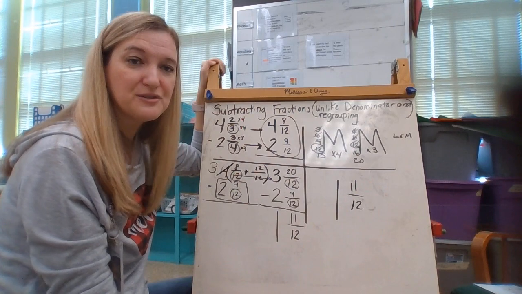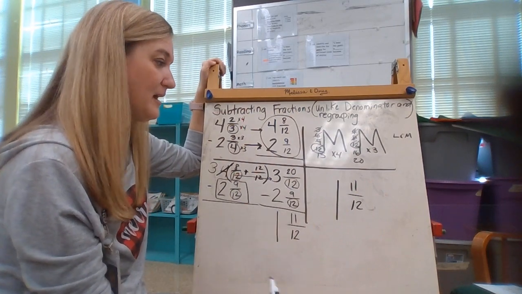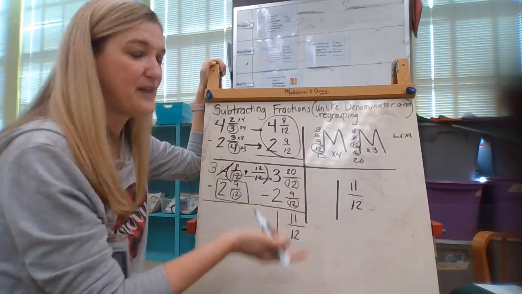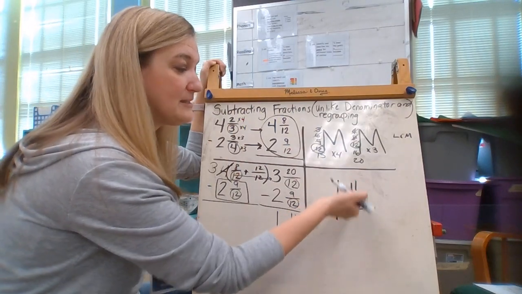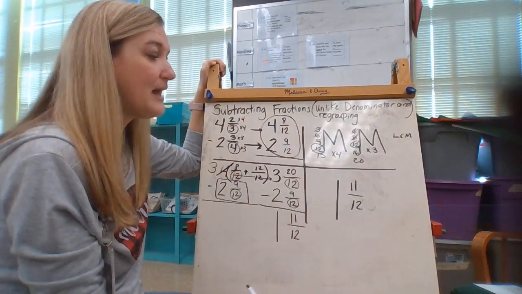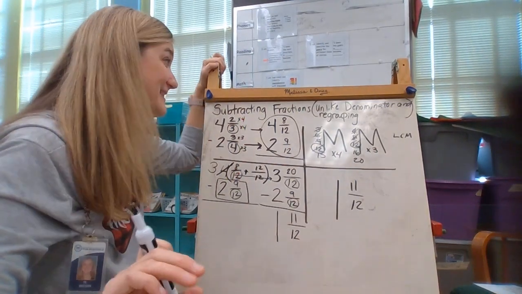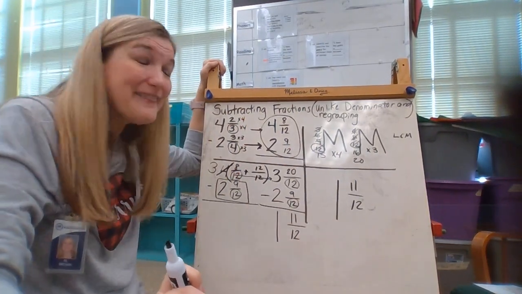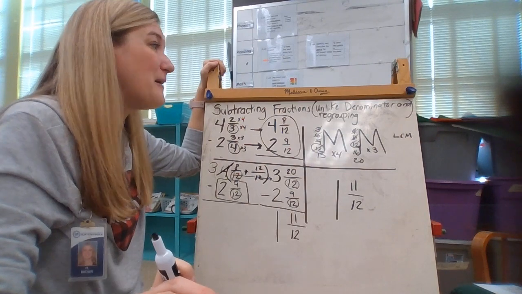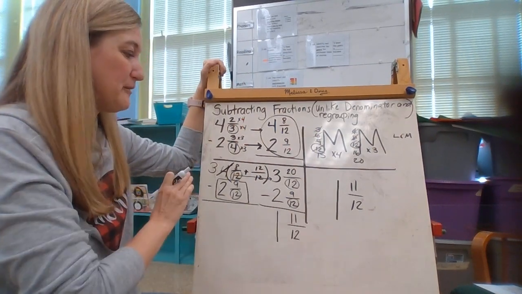And the 11/12 just happens to work out to be a simplified fraction already. But if that was not in simplest form, you would simplify the fraction, and then you would make sure you include your whole number. So that is how to subtract fractions with unlike denominators by regrouping, borrowing from the whole.